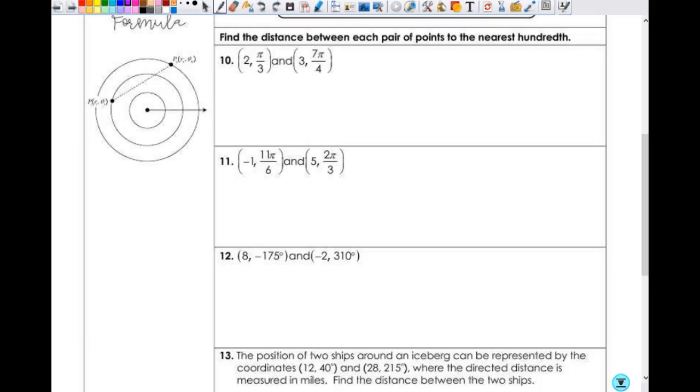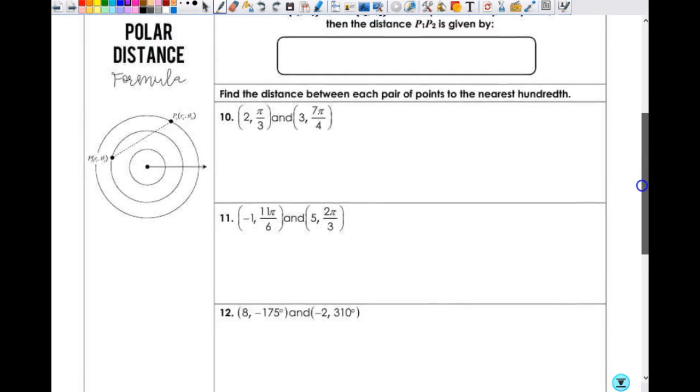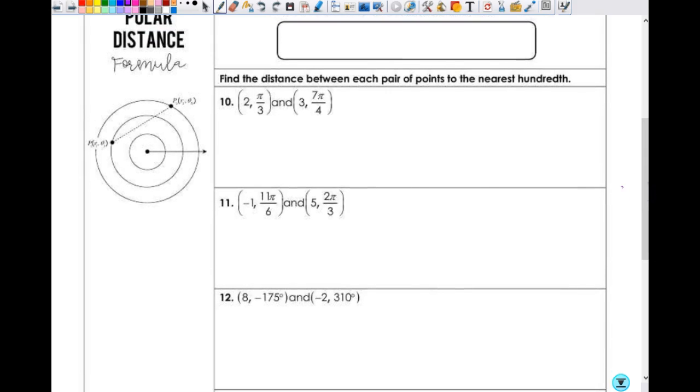Okay, so we want to find the distance between these 2 points on a polar grid. That's what we want to do. We have already been able to find the distance between 2 points on a rectangular coordinate plane. Remember doing that? Yes? Okay, that's something that may have been introduced to you in Algebra 1. At the very least, everybody did it in geometry.